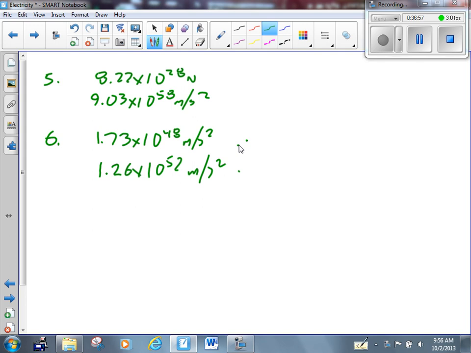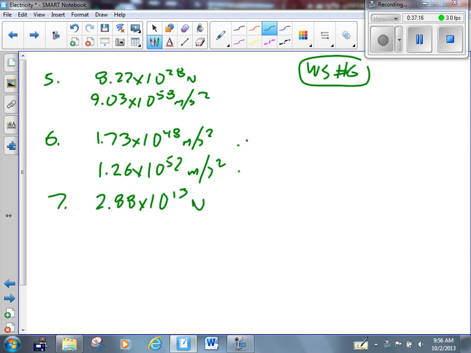Okay, question 7 on worksheet number 6. Question 7, we got a force here of 2.88 times 10 to the 13. And question 8, we get a force here of 2.25 times 10 to the 5 newtons.